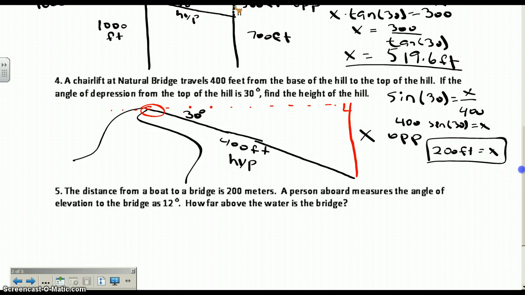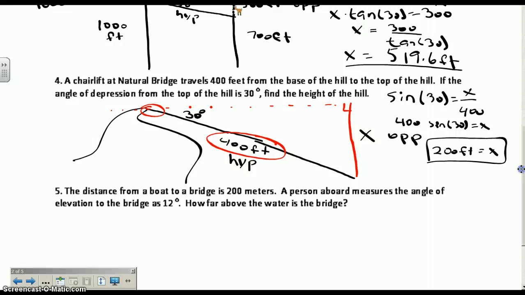Now one thing I want you to notice is because we're using a 30-degree angle, we could use our 30-60-90 special right triangle. We could have set 400 equal to 2a, because that's what's across from a 90-degree angle. Solve for a, and we know across from the 30 is our a, which would have given us 200. We got one more problem together.